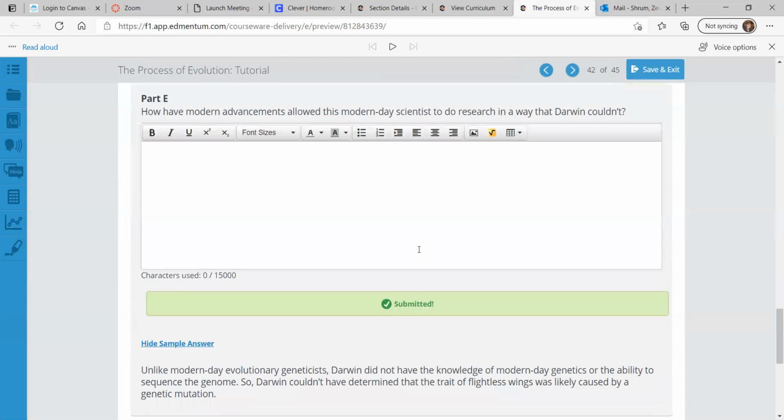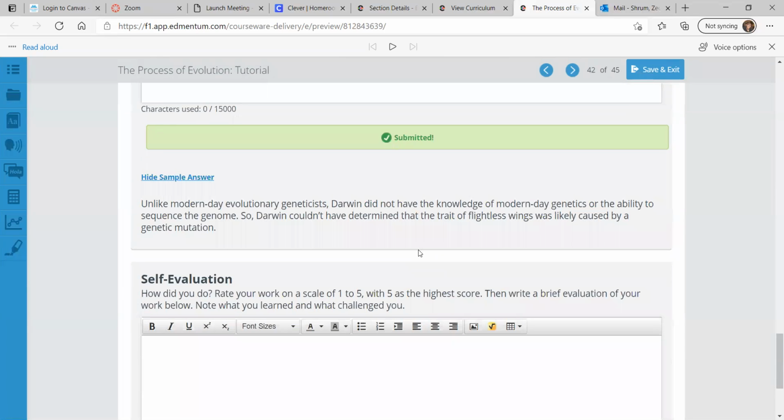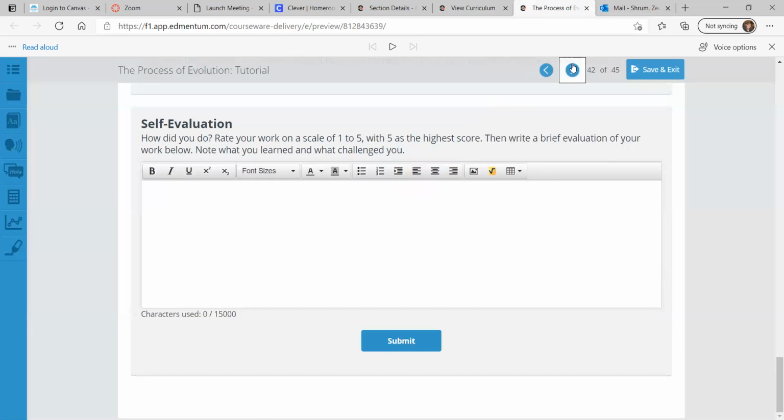How have modern advancements allowed this modern day scientist to do research in a way that Darwin could not do? So, unlike modern day evolutionary geneticists, Darwin did not have the knowledge of modern day genetics or the ability to sequence the genome. So Darwin couldn't have determined that the trait of flightless wings was likely caused by a genetic mutation.